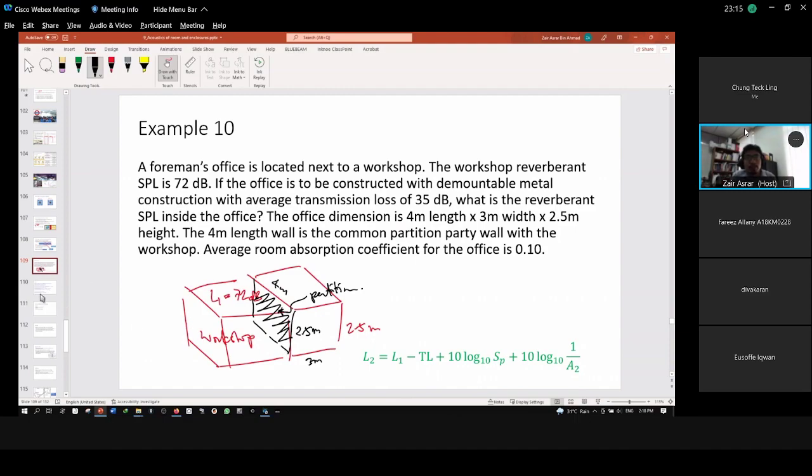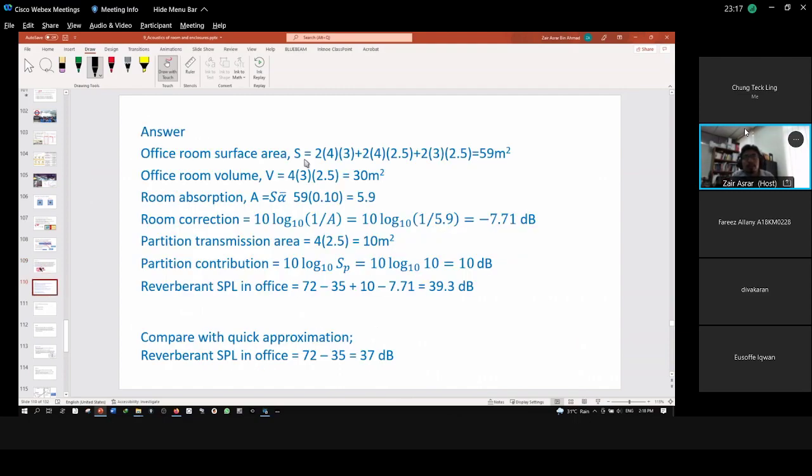Based on the information given, you can calculate the exposed surface area of the room. In this case it's not any room, it's the office. Then calculate the volume of the office. The absorption in the office is equal to the exposed surface area in the office times the average absorption, which is 5.9. Then we have the room correction, which is equal to 10 log10 1 over A, so we have minus 7.71 dB.